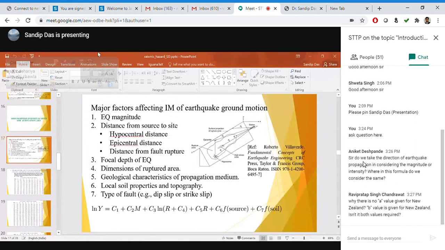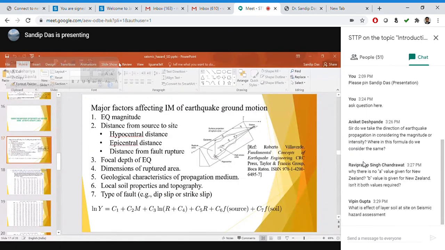So this is how you can minimize any kind of subjectivity involved. This is a good question. This is subjective, so we have to nullify the subjectivity only through this kind of logic tree approach, where we have multiple analyses and assign different weights to them. That's, yes.